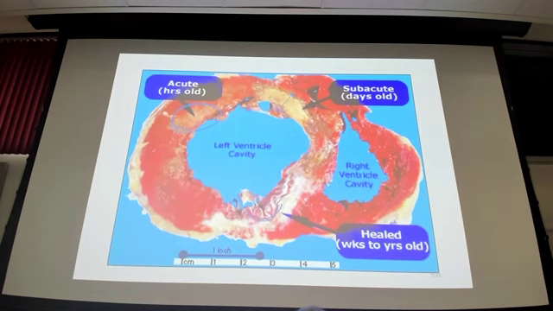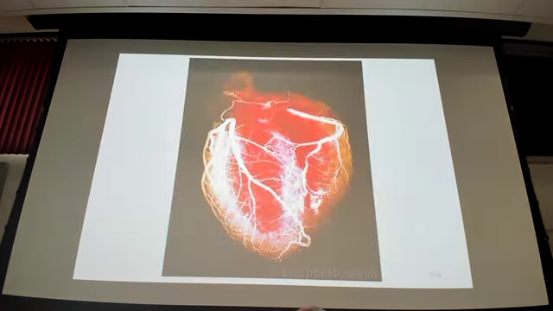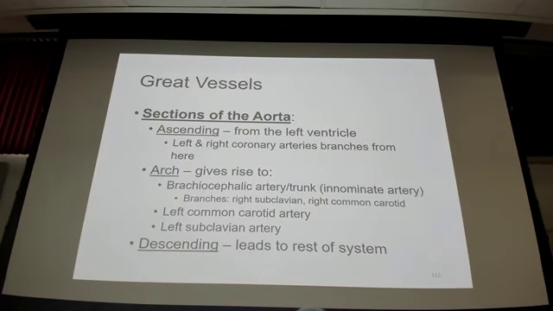All right. And then this is a neat little picture of coronary vessels. We're almost done, like I said. This last part is pretty easy. It's a couple slides.